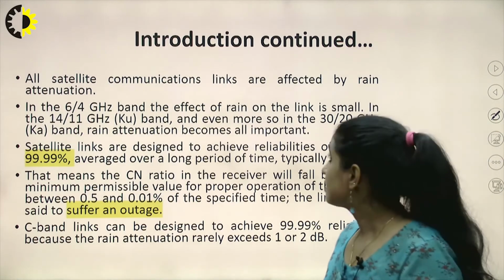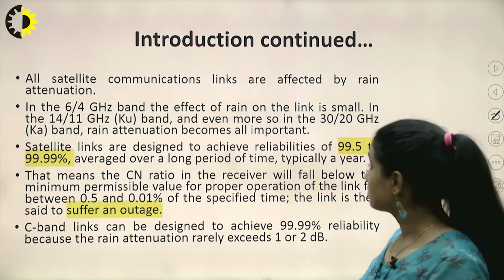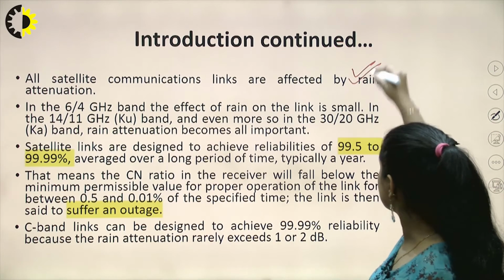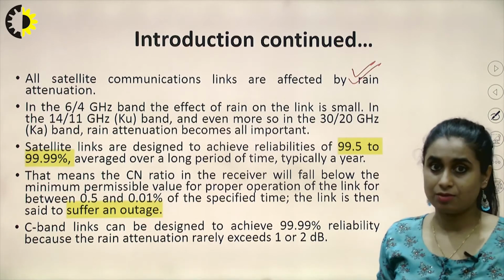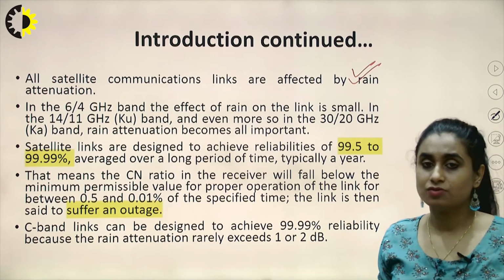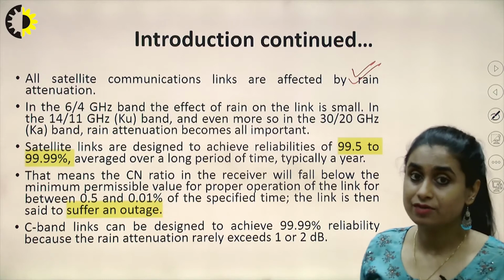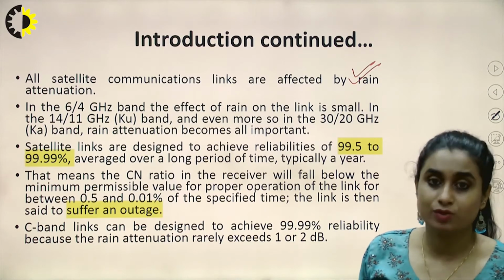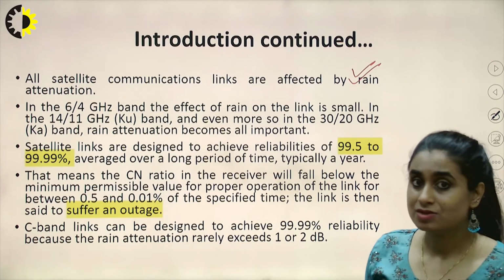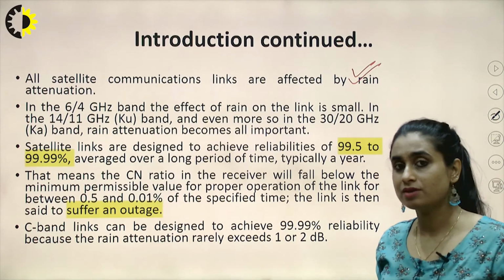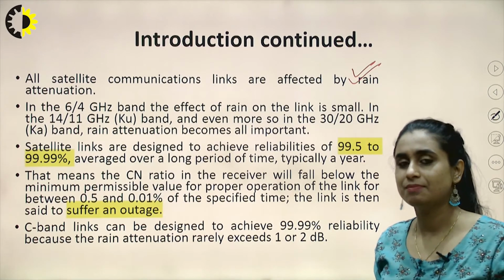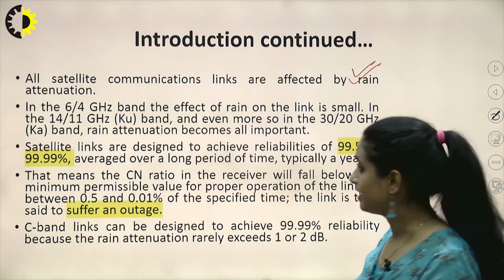So all satellite communication links are affected by rain attenuation. Rain is something we study separately in satellite communication. You might have noticed that when it is rainy outside, we don't receive a signal on our DTH, direct to home, because rain is an important factor that affects our signal adversely, right?